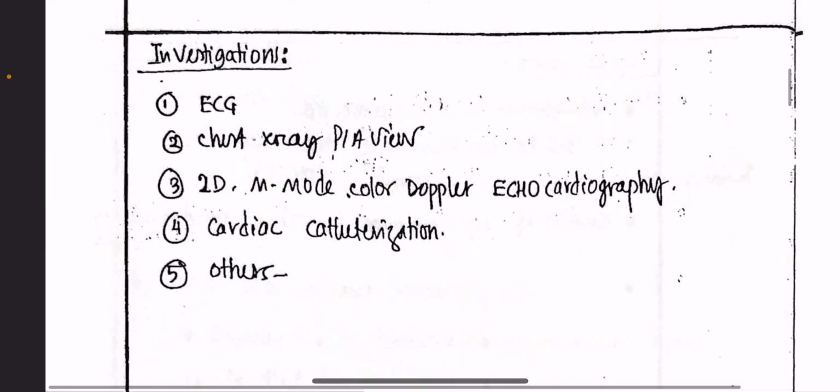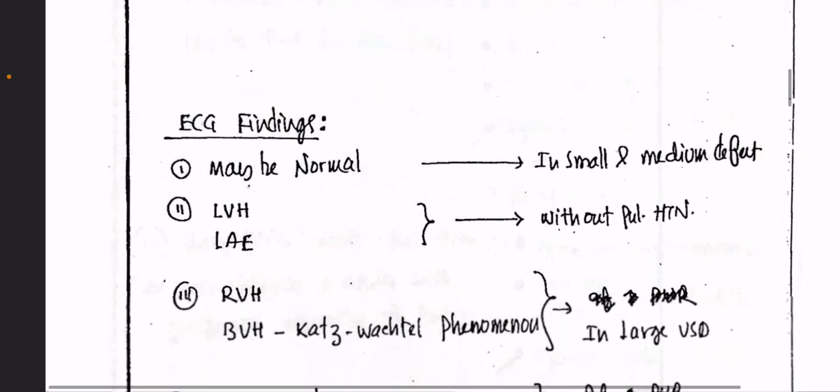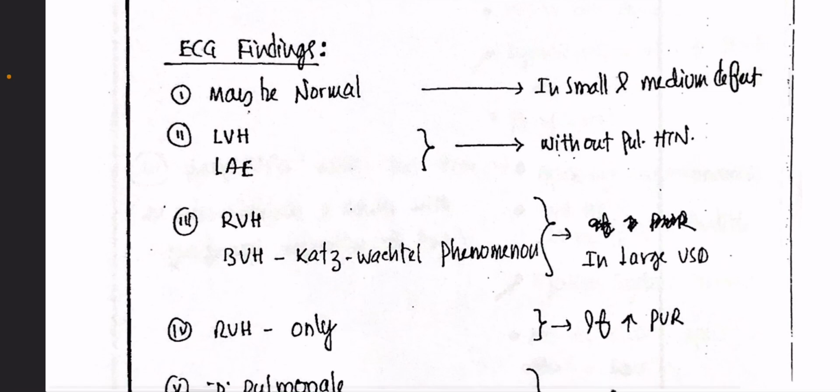Investigation of VSD. We can do ECG, chest X-ray PA view, 2D, M-mode, color Doppler echocardiography, cardiac catheterization and other investigations. What are the ECG findings in VSD? May be normal in small and medium sized defects. There may be left ventricular hypertrophy and left atrial enlargement without pulmonary hypertension.